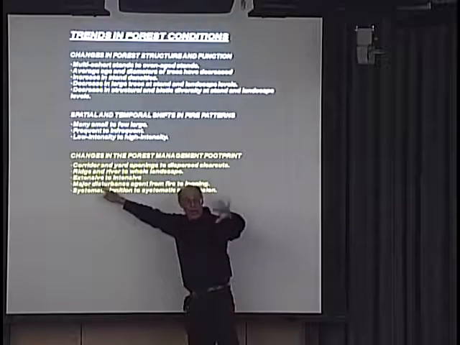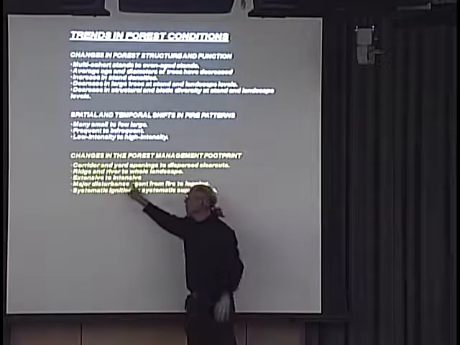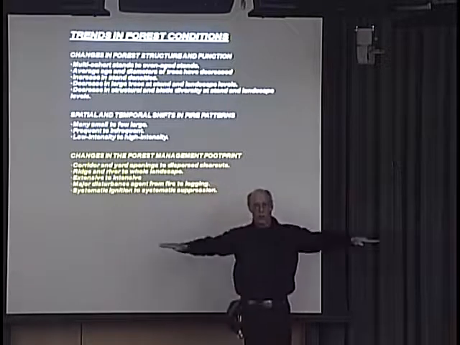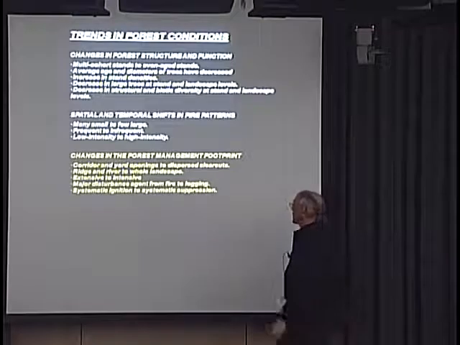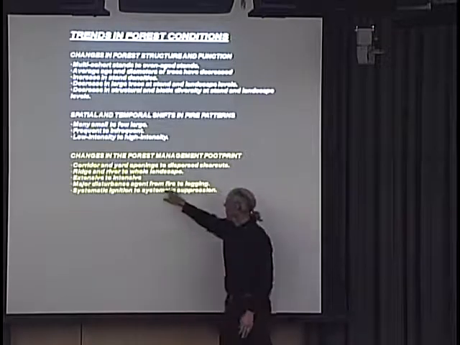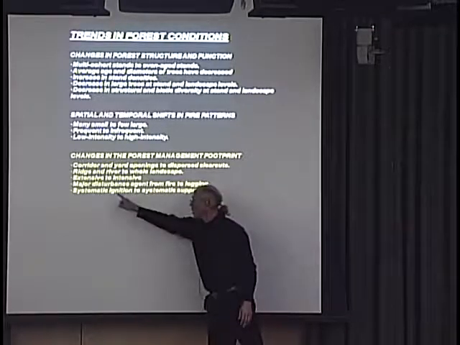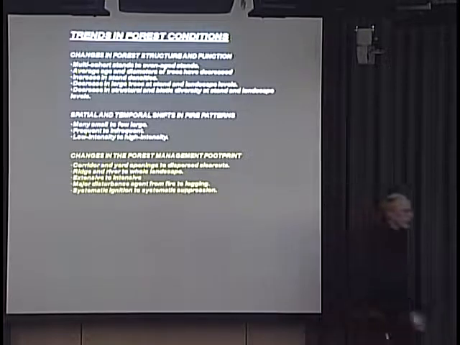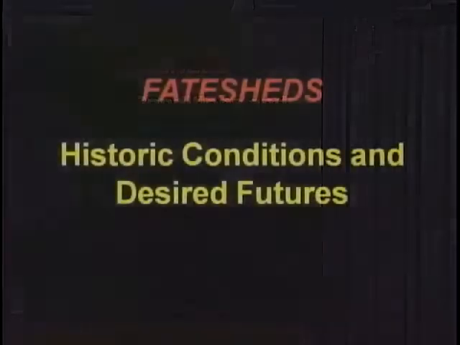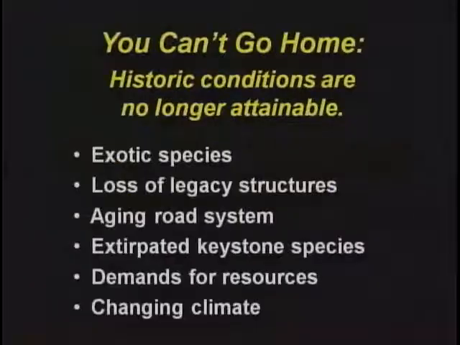Extensive, lots of light burning, small burning in lots of places, to intensive, clear cut or heavy stand reduction. And then the major disturbance agent has gone from fire to logging, and we've gone from systemic ignition to systemic suppression. So, where are we going? Well, we've got some problems. Okay? We've got exotic species, we've got loss of legacy structure, we have an aging road system, extirpated keystone species, demands for resources in a changing climate.